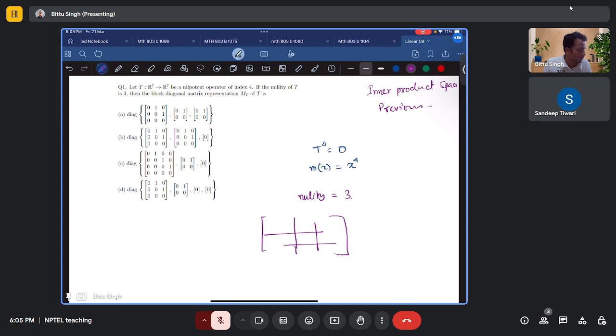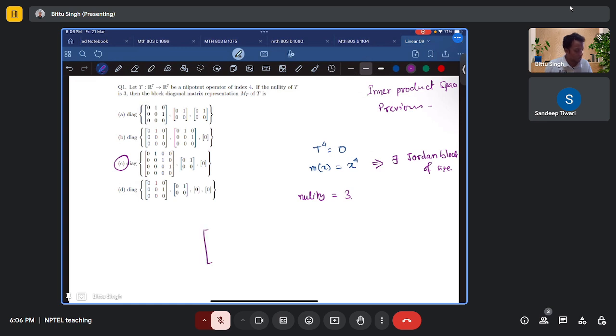So we need to find the Jordan canonical form, and we already know the nullity is 3, because for each block the rank is 1, since those diagonal entries are 0 here. So let us see what the correct option is. The minimal polynomial is x to the power 4, which means there exists a Jordan block of size 4. So only C contains a Jordan block of size 4.